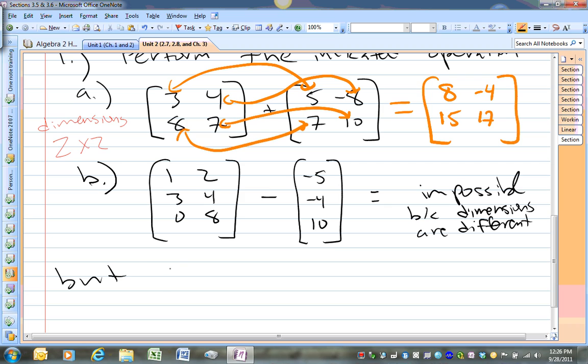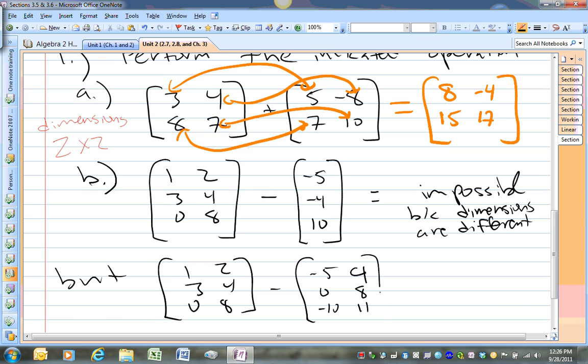But what if I had this? 1, 2, 3, 4, 0, 8 minus negative 5, 4, 0, 8, negative 10, and 11. This can be done. Let's go back to orange again. 1 minus negative 5, which is 6. 2 minus 4, which is negative 2. 3 minus 0, which is 3. 4 minus 8, which is negative 4. 0 minus negative 10, remember that's 10, so you do minus a negative. 8 minus 11, negative 3. So, not too bad, right?